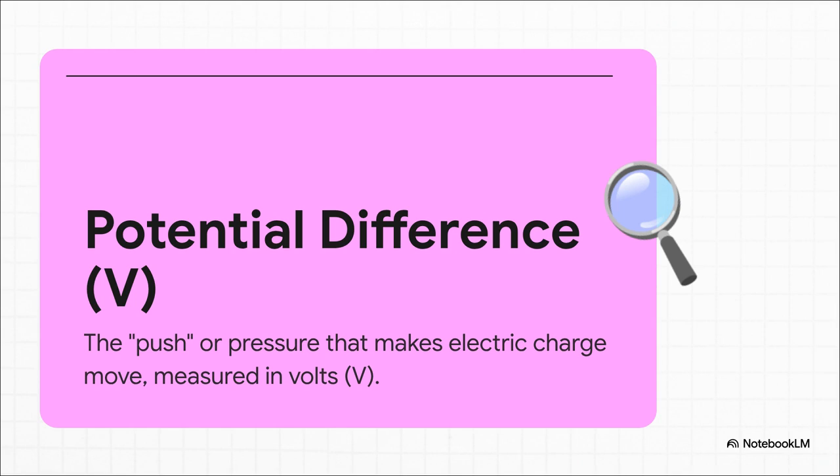But what makes that current flow to begin with? It doesn't just move on its own. That's where potential difference comes in, which we all just call voltage. It's the push. It's the electrical pressure that gets those electrons moving down the wire. Just like water pressure in a pipe, more voltage means a stronger push. And it's measured in, you guessed it, volts.